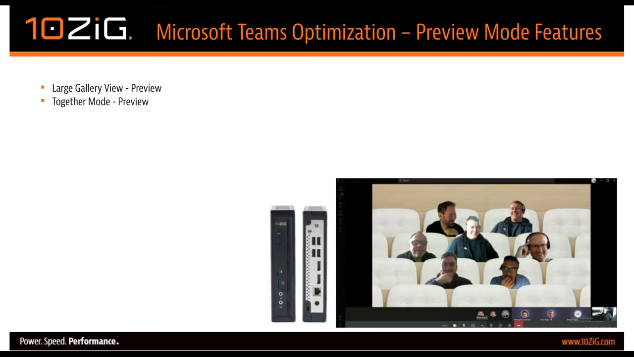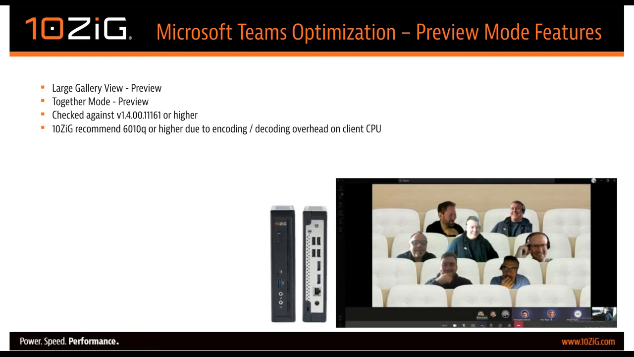And just like the last slide where we talked about the gallery mode, these preview features are available by, again, leveraging an updated version of the Teams desktop app that runs within the virtual desktop, and that specifically is build 11161. Now on the 10ZiG side, for all the features I've mentioned, we recommend our mid-range or higher products. So that would be either the 5810Q, which is our outgoing mid-range product that's been with us for probably the past 4 to 5 years, or more recently the 6010Q, which you can see pictured on the slide there.